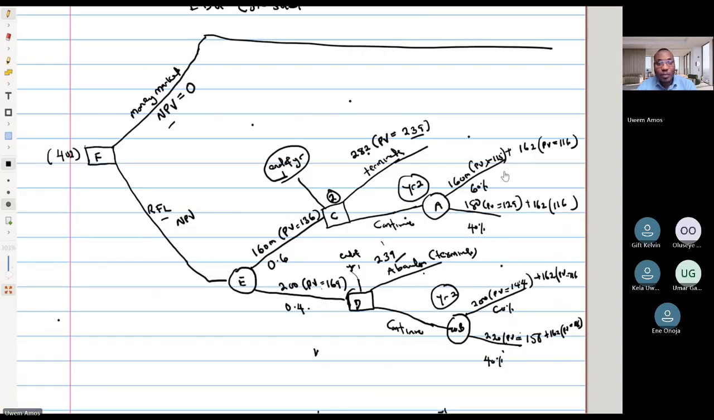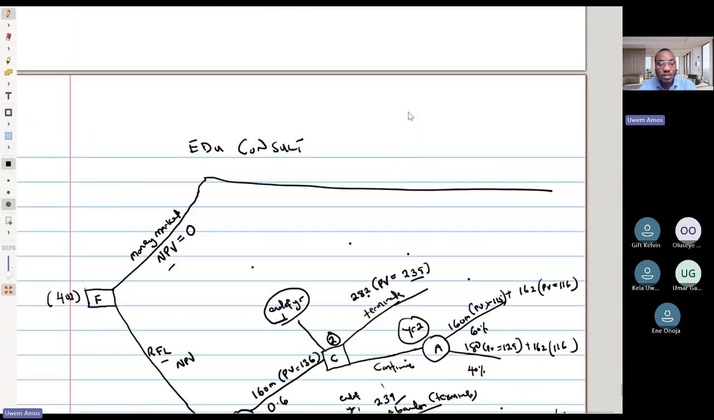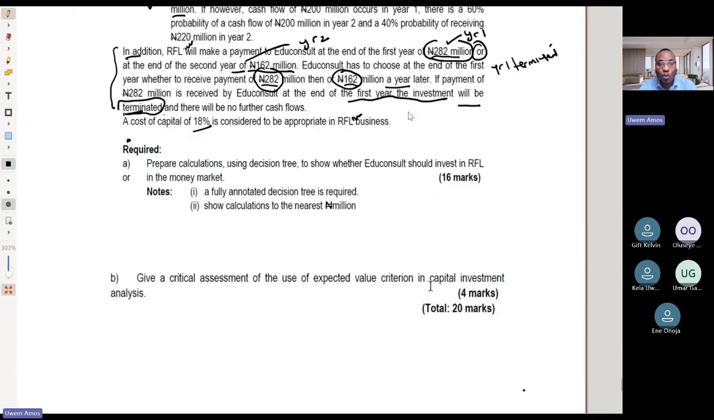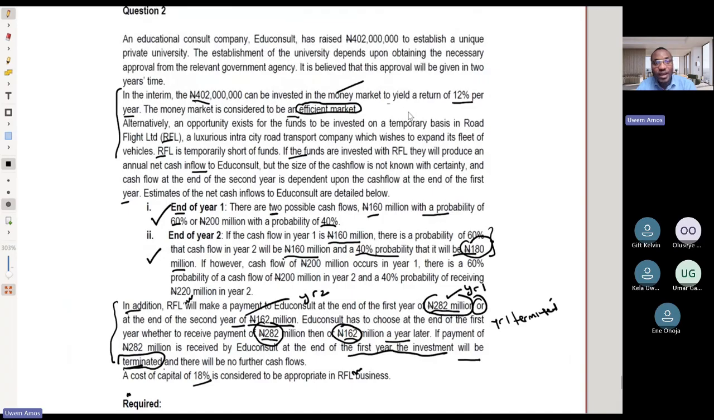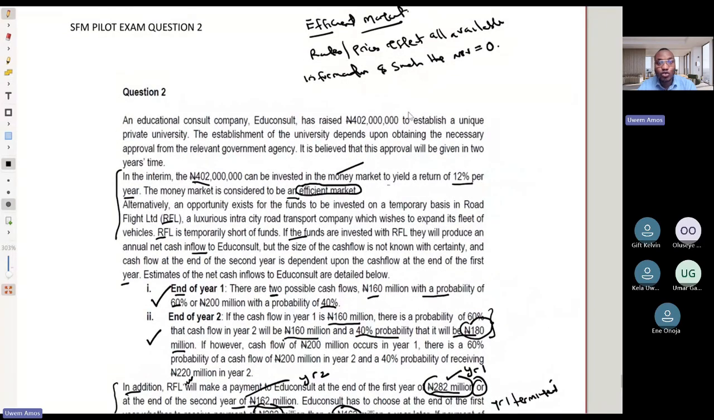exams. In our previous class, we discussed decision tree and we practiced the question using the pilot question set 1, SFM pilot question set 1, question 2. So ICAN has 2 of these pilot exam questions. They have pilot set 1 and pilot set 2 for the SFM exam, especially because it's a new syllabus. All right, so we're looking at the pilot set 2 decision tree.